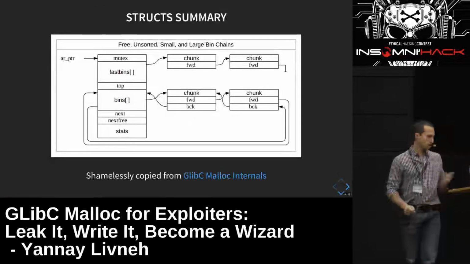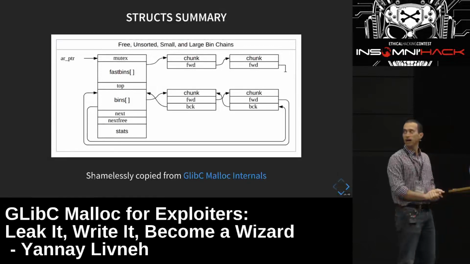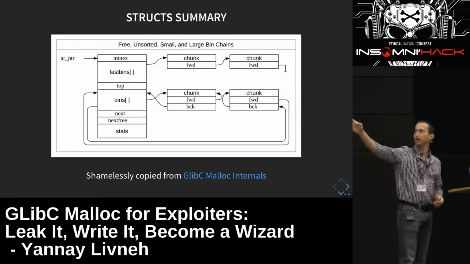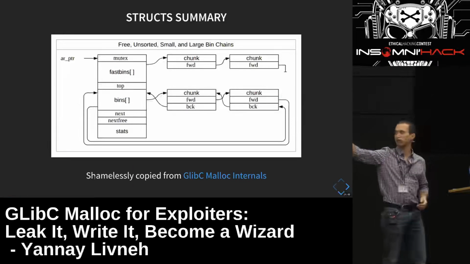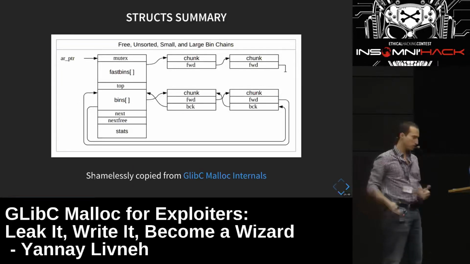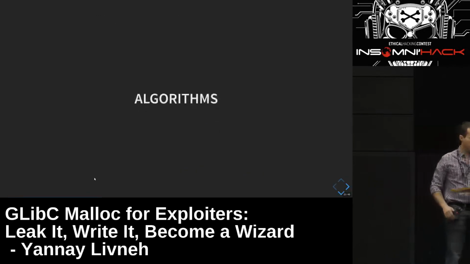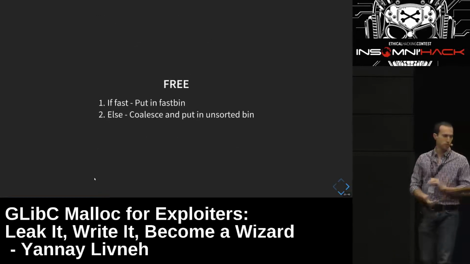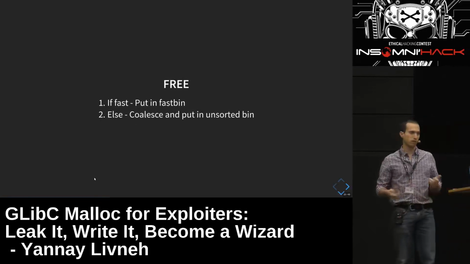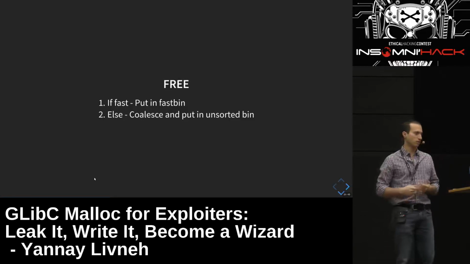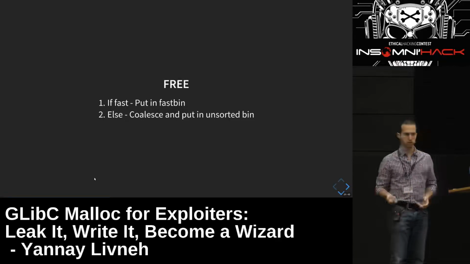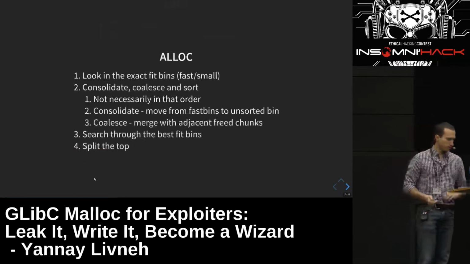You can see, this is from GLibC Malloc internals. You can see the arena, and you have the singly linked list of fast bins, and the circular doubly linked list of bins. That's more or less what you have. In terms of algorithms, they're quite simple. Free works by just tossing the chunk you're freeing into the fast bin or into the unsorted bin, depending on its size. And it's quite quick.